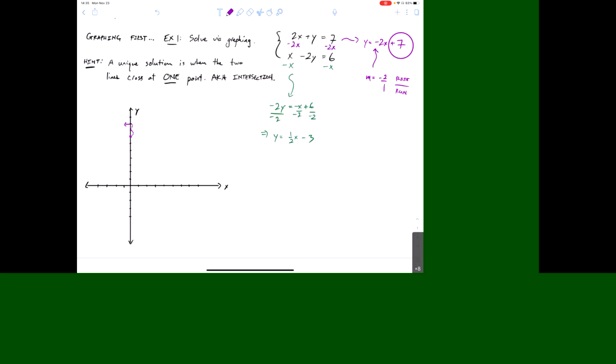However, whoever that was that answered, thank you. If you go down 2 and then to the right 1, it will give you the same answer. So let me just graph this really quick.